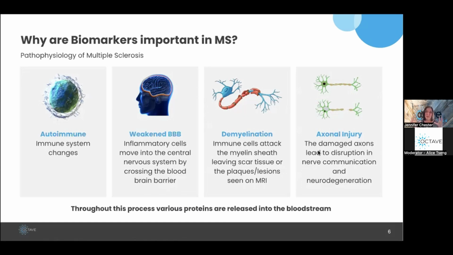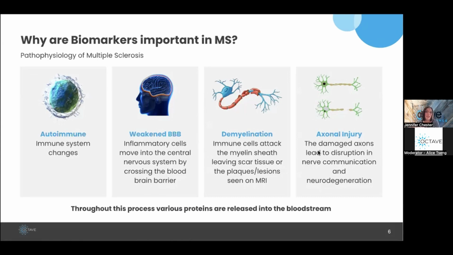But for some reason, because our blood-brain barrier isn't working right in MS, those inflammatory cells cross over into the central nervous system. And then this is where the process starts happening with MS, because then they hone in on the myelin. So if we look at demyelination, you can see where that damage is being done to the myelin. Those immune cells are attacking and causing inflammation. And because of that, they leave scars behind. And that's when you see the lesions on your MRI.